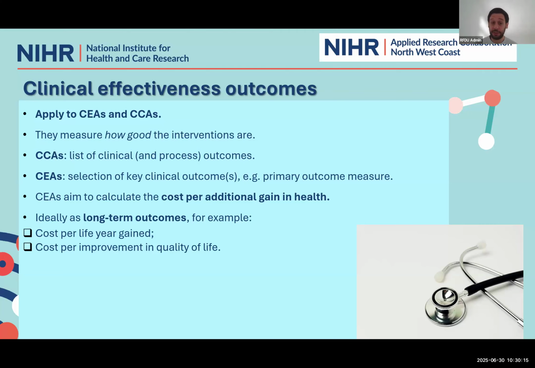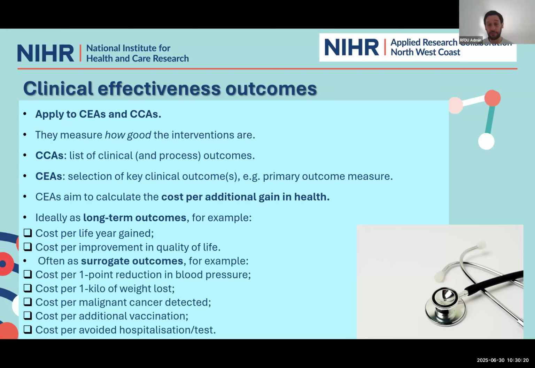Could be improvement in quality of life. Again, could be medium or long-term outcomes here. But sometimes it's not feasible to try to capture these outcomes in the long term. It might take a long time to do that. So you will have studies focusing, for example, on surrogate outcomes, which are probably more short-term, like 1-point reduction in blood pressure, 1 kilo weight loss, malignant cancer detected, additional vaccination, avoided hospitalization. These are all examples of surrogate outcomes that you might see in research articles or economic evaluations more specifically.